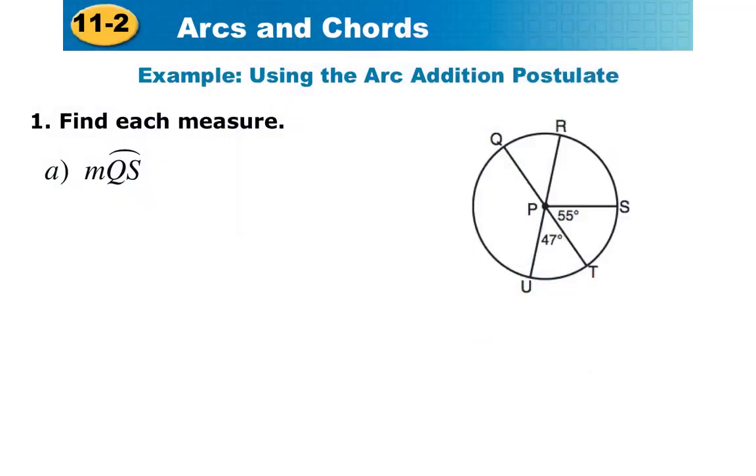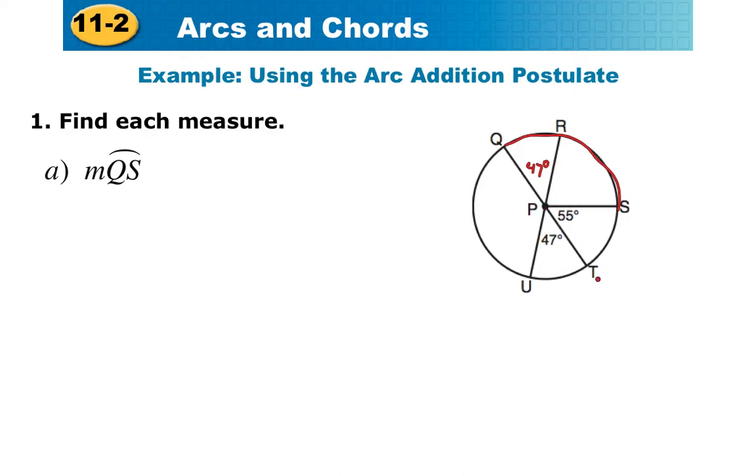Problem number 1 says find each measure. In this case, they want you to find QS. So they want you to find this arc, and again, the relationship is that whatever the measurement of the center angle equals is the measurement of this arc QS. By using center angles, I know that this is 47 degrees. I mean, using vertical angles. This has to be 47 because of vertical angles.